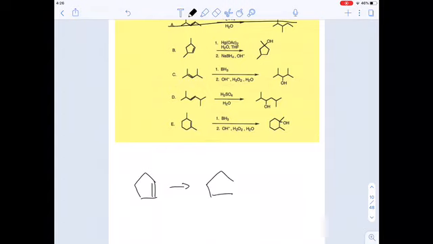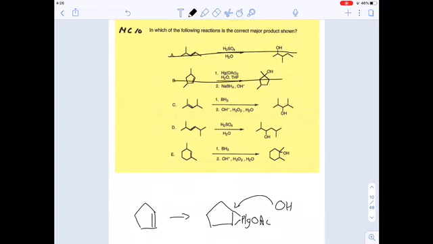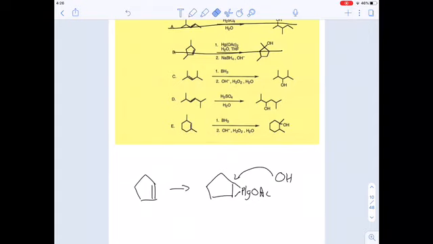But what generally would happen is this double bond is going to turn into a bridge with the HgOAc, and then the OH would attack, the H2O and then get deprotonated, but I'm just going to say OH for ease of mech. It would attack the more substituted side, and that would be that. So B is not the answer because it shows a rearrangement.